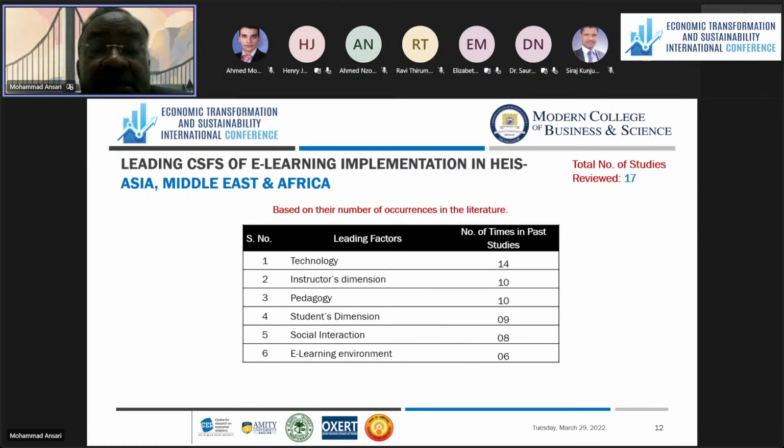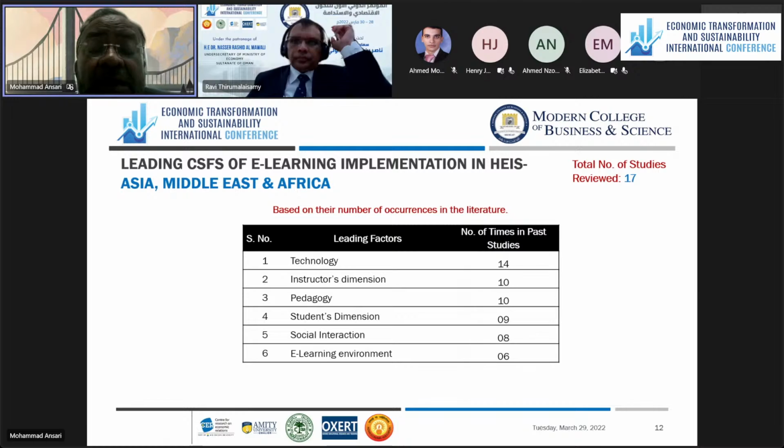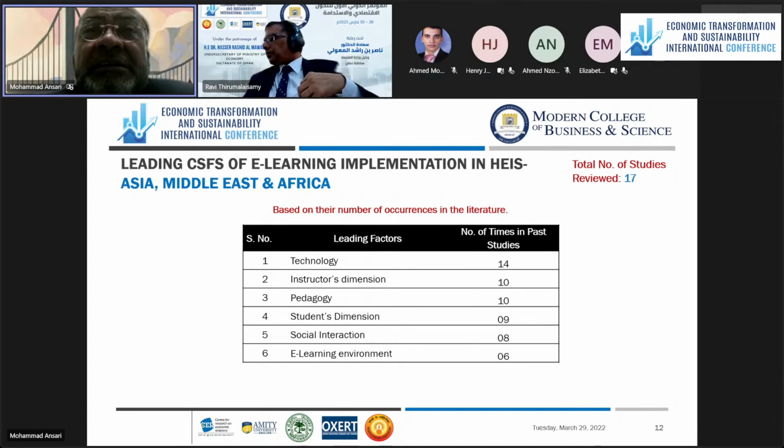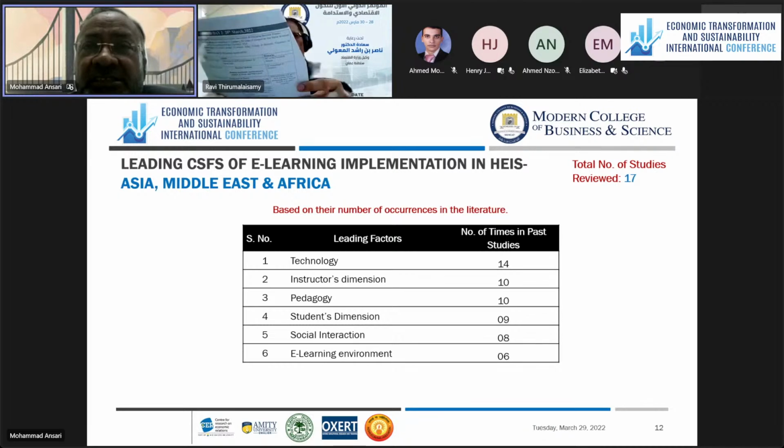So these are the 6 factors very important for the Middle East, Asia, and Africa. These are again technology, instructor dimension, pedagogy, student dimension, social interaction, and e-learning environment. Technology remained throughout all the places, all the areas, a very critical success factor.